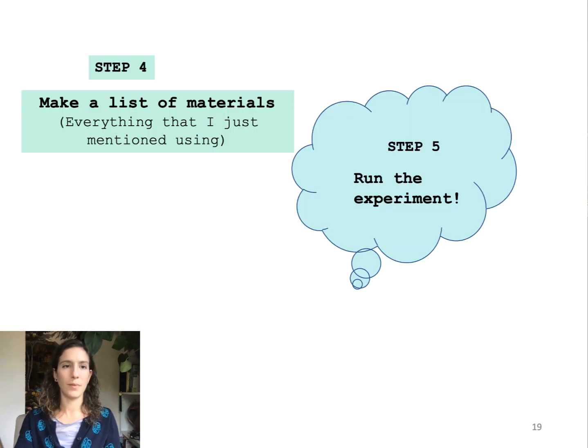Moving on. All right, now I'm going to be breezing through the rest of this because this is where it gets really hypothetical. Step 4, actually, this is less hypothetical, I guess. You could still really make a list of materials. So everything that I just mentioned using, and I didn't even mention certain things. Everything that you could possibly imagine needing for setting up this experiment. Make a list of that.